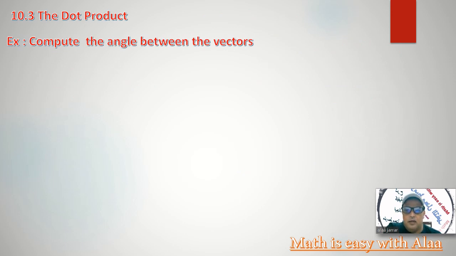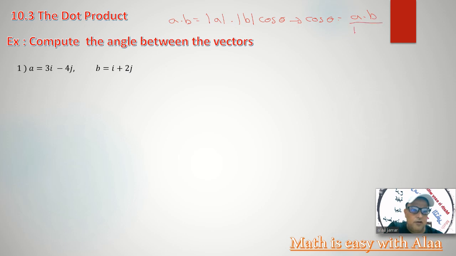How can we find the angle between two vectors? We know that A dot B equals the magnitude of A times the magnitude of B times cosine theta. So cosine theta equals A dot B over the magnitude of A times the magnitude of B. For that, theta equals cosine inverse of A dot B over the magnitude of A times the magnitude of B.